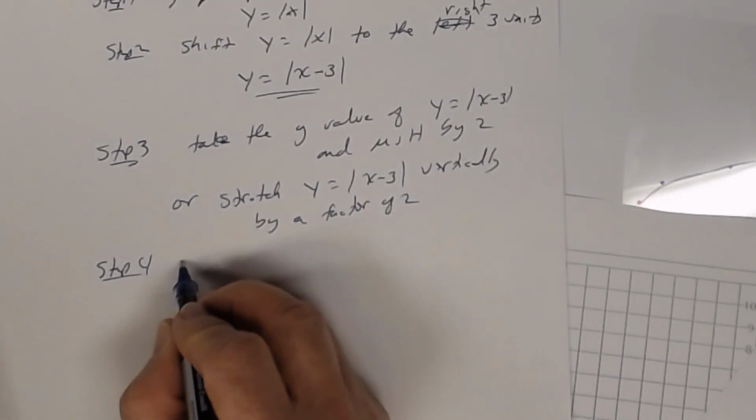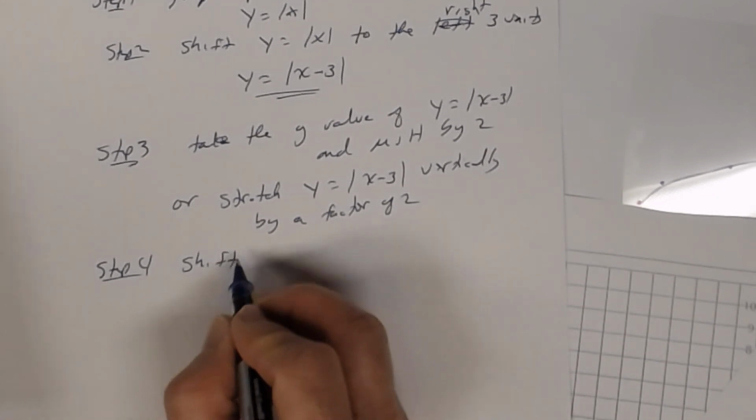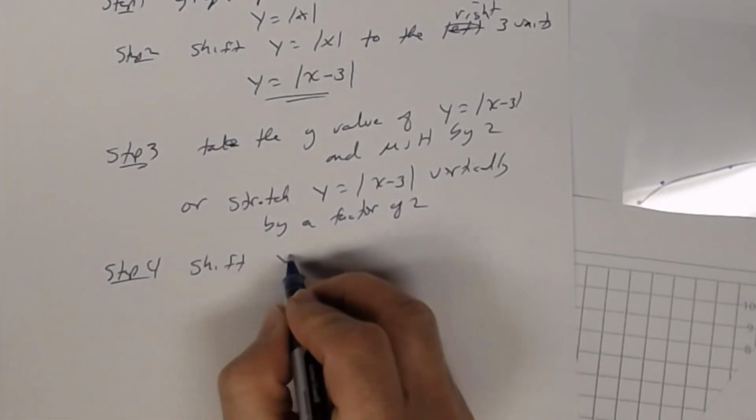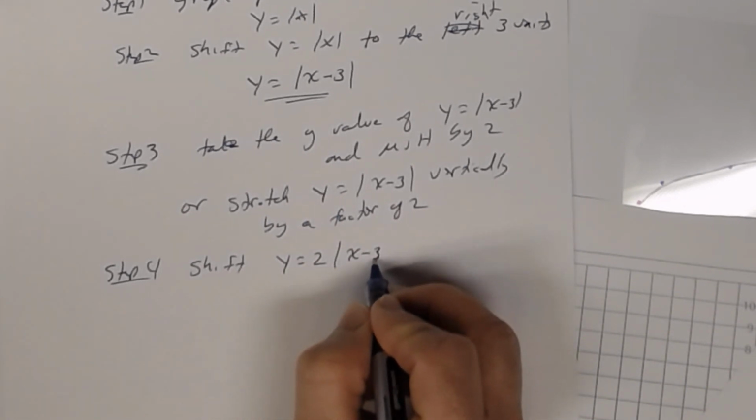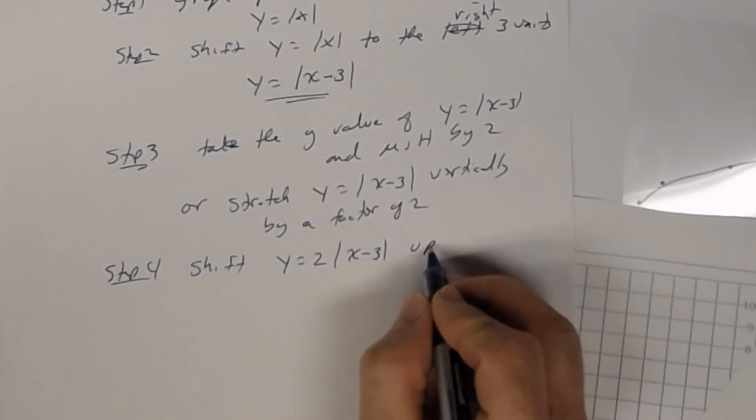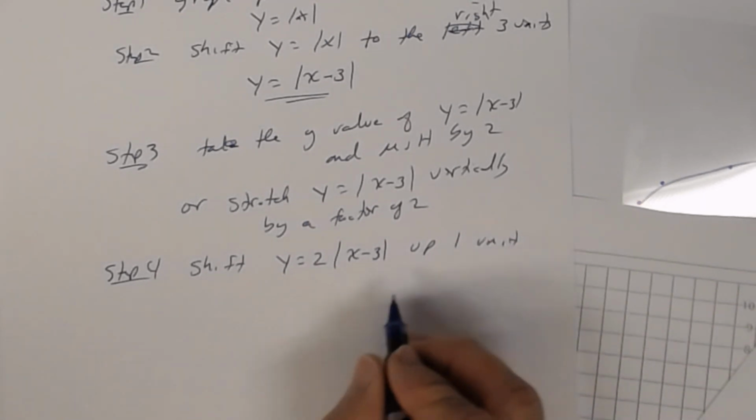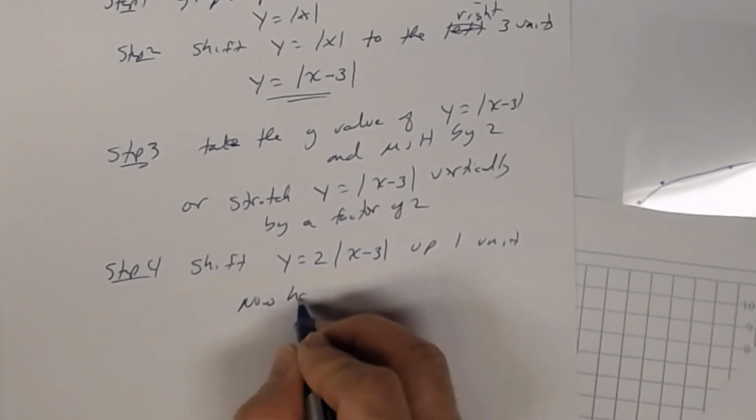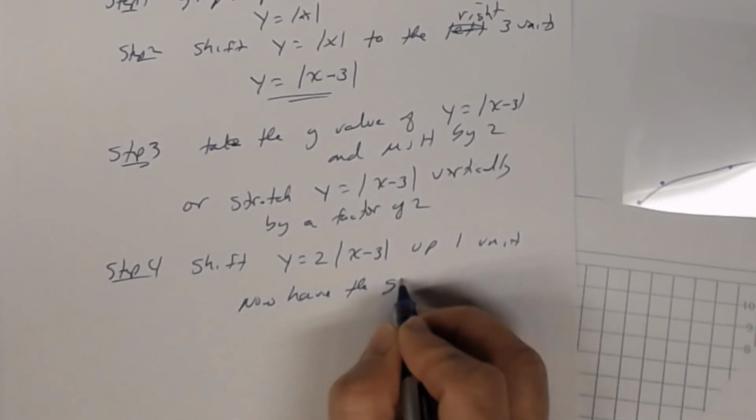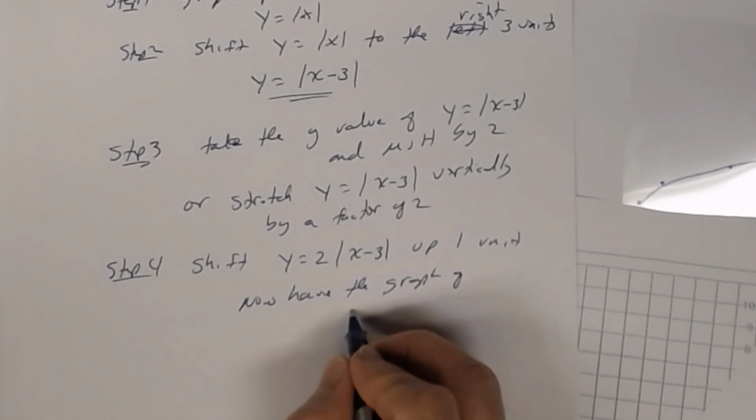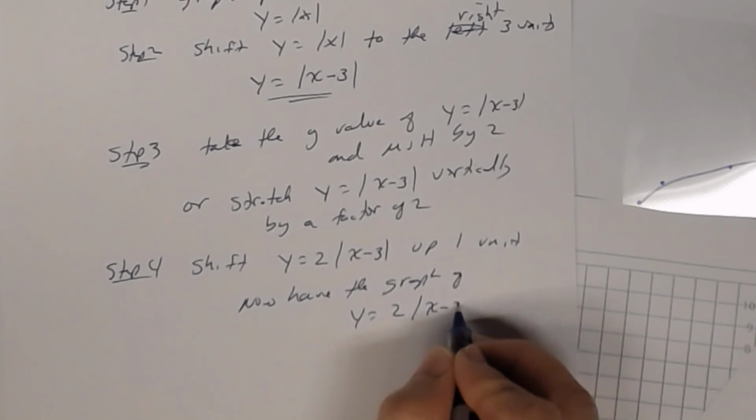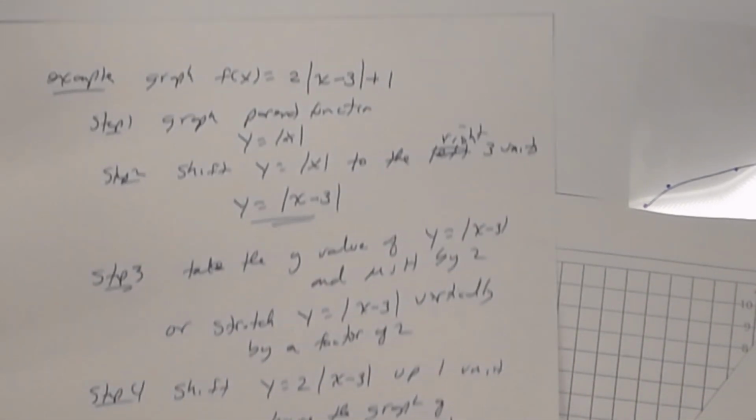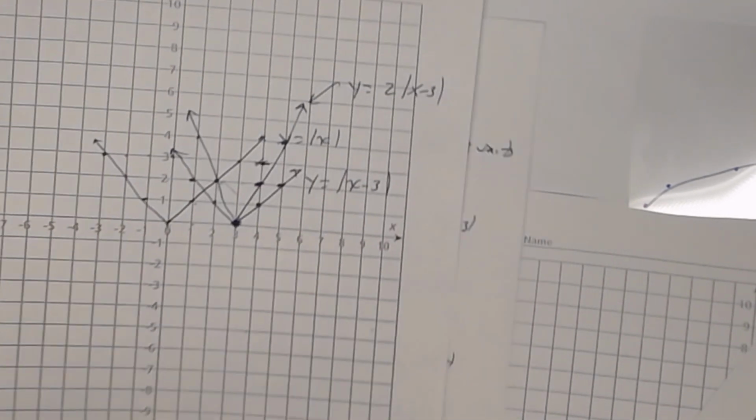So shift the third graph, and here's the third graph right here. So shift y equals 2 times the absolute value of x minus 3, up 1 unit. When you do that, when you shift this up 1 unit, you now have this. You now have the graph of y equals 2 times the absolute value of x minus 3, plus 1, which is what you wanted. So here's what you're going to do.